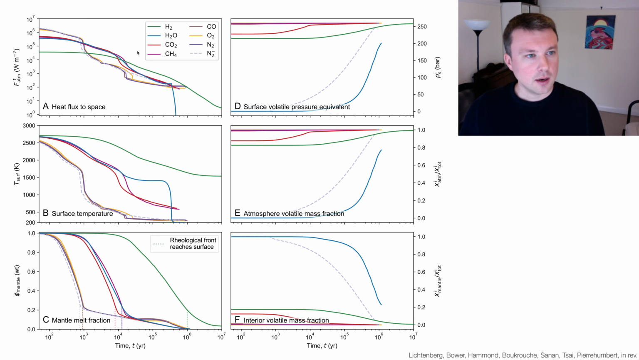Now, figure A shows the net heat flux to space, which I've explained in an earlier figure. Figures B and C show the surface temperature of the planet at the interface between the mantle and the atmosphere. Figure C shows the mantle melt fraction, meaning how much of the rocky mantle, the silicates, is actually in a molten or in a solidified state. D, E, and F are related to the availability of the specific species in either the mantle or the atmosphere.